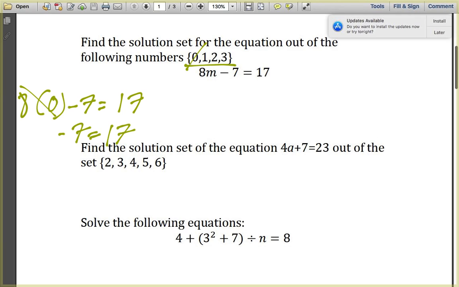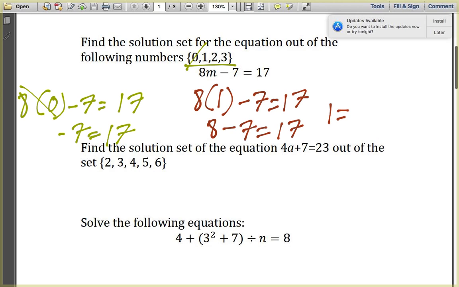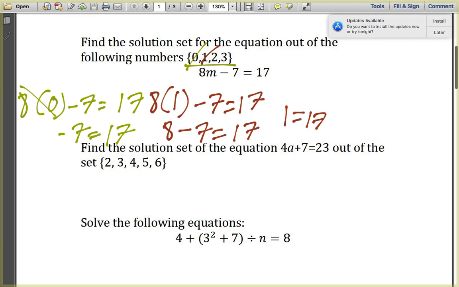Okay? I'm going to try 1. I plug 1 in. And I understand that some of you don't need to write this out to do the math. It's just to show you off. Make sure you can see it. 8 times 1 is 8. 8 minus 7 equals 1. Does 1 equal 17? No. So cross that one off. Slide that one over a little bit.